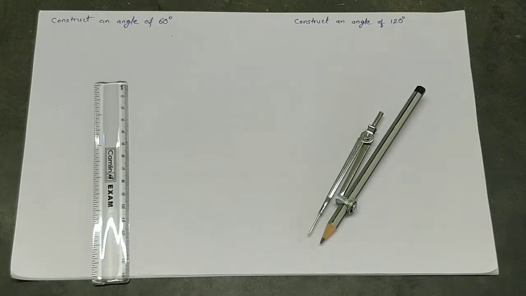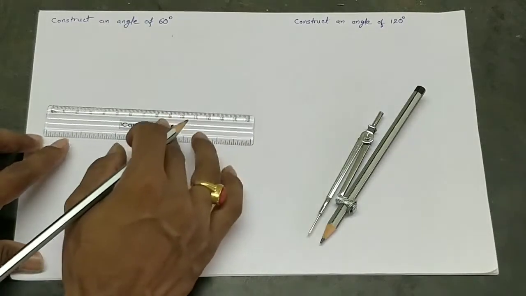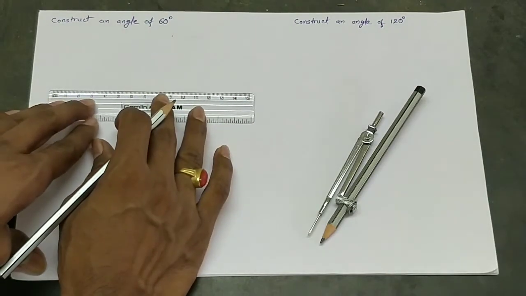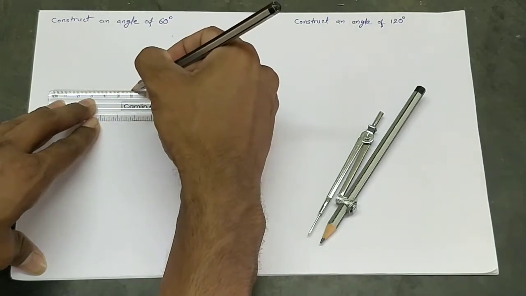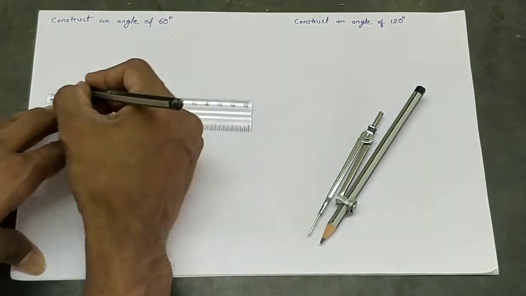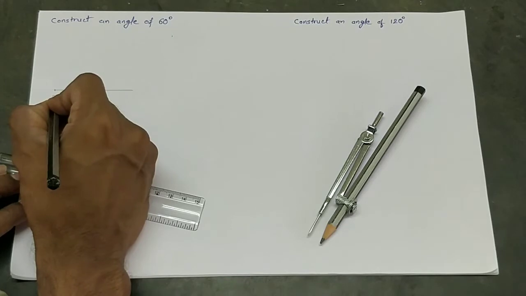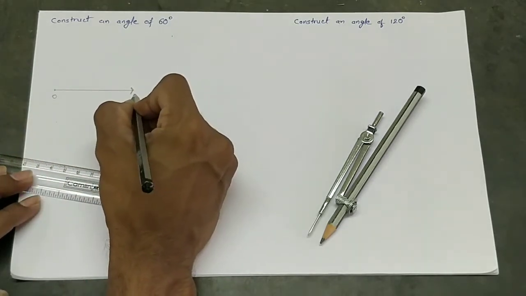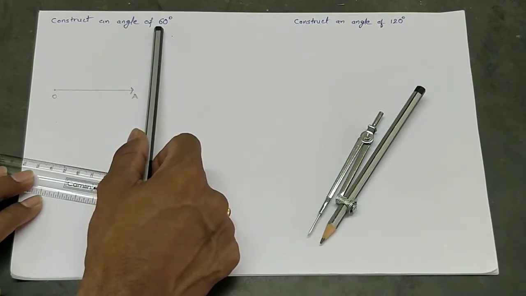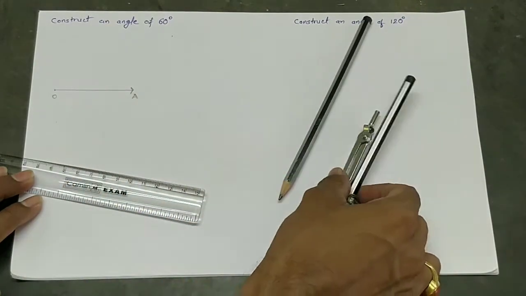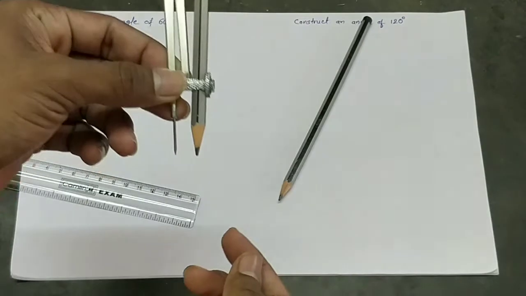Construct an angle of 60 degree. So first I will draw my base, say suppose of 6 centimeter. So this is my point O, this is my point A. Now I want to construct an angle of 60 degree from point O, and for that I am going to make use of this compass.